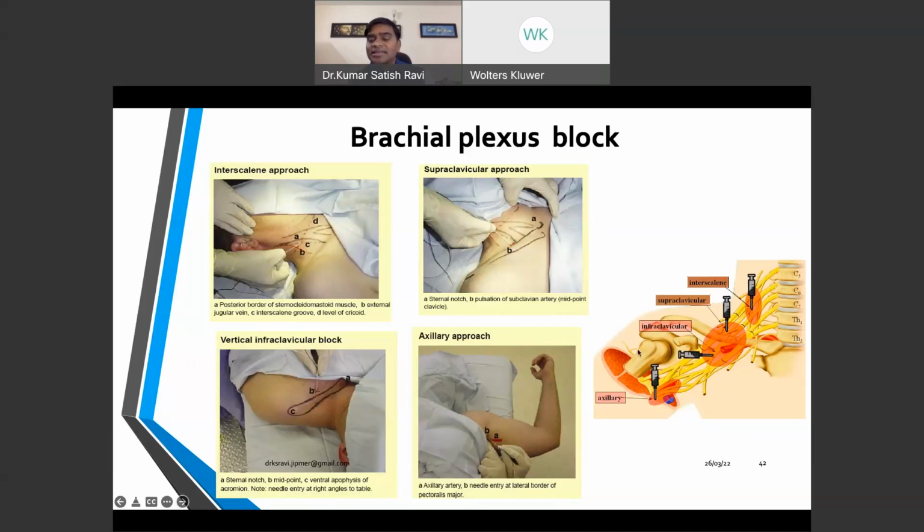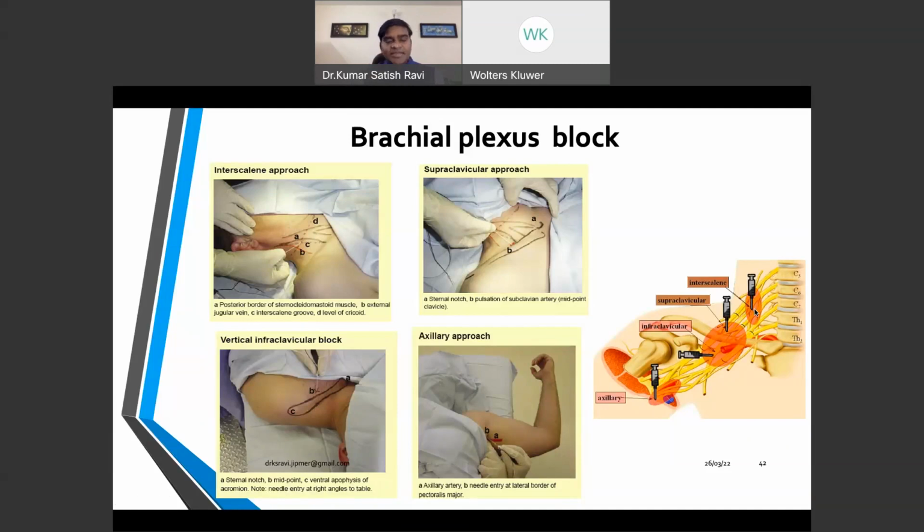Over here in this diagram, you can see the different approaches. This is the axillary approach. Over here, we have the infraclavicular approach. Then we have the supraclavicular approach. And then we have the interscalene approach. So there are different approaches through which the brachial plexus can be blocked, right?